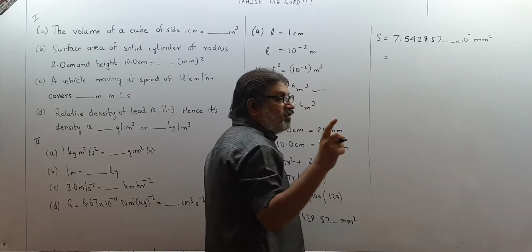Then C is there. Vehicle moving at 18 km per hour. See children, 2 significant digits. And precision only for the complete part, complete integer part. There is no decimal place. So in the final answer, there should be no decimal place. It covers in 1 second. Okay, so speed is given 18 and this is 1 second. So this contains 2 significant digits. This contains only 1 significant digit. So in the final answer, there should be only 1 significant digit.